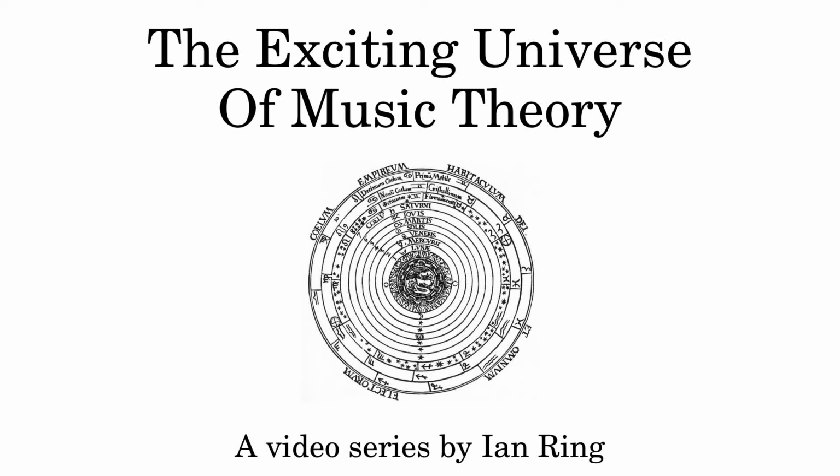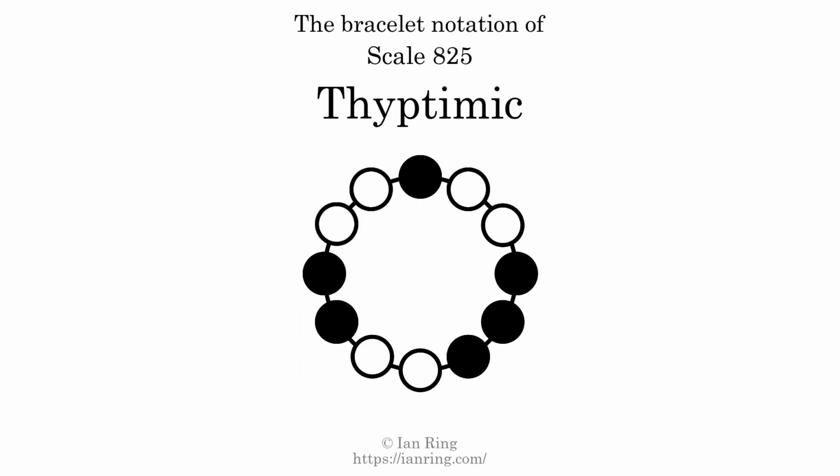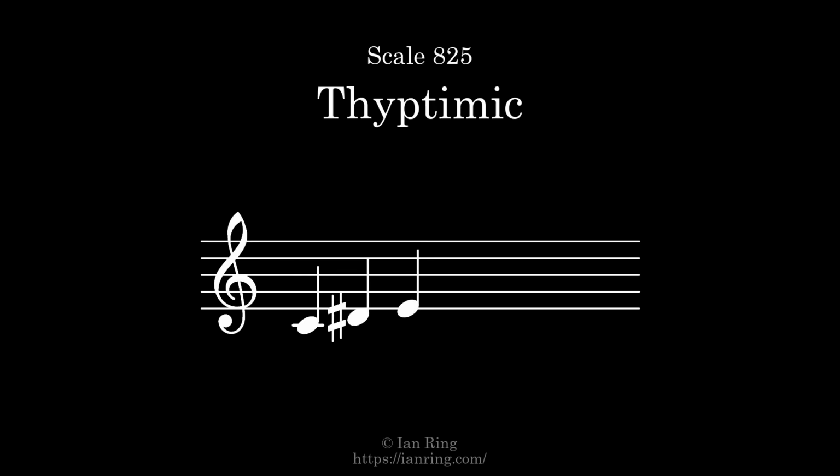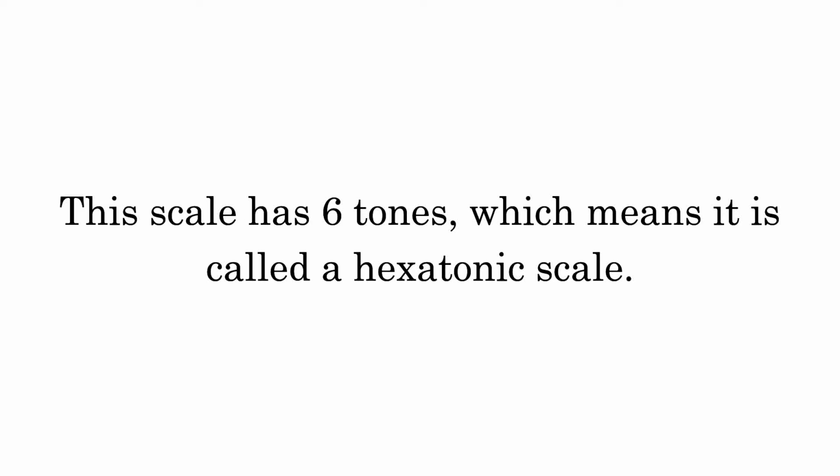Welcome to the exciting universe of music theory. Are you ready to learn? Then let's begin. Today we will talk about scale 825, Thyptimic, which sounds like this. This scale has 6 tones, which means it is called a hexatonic scale.